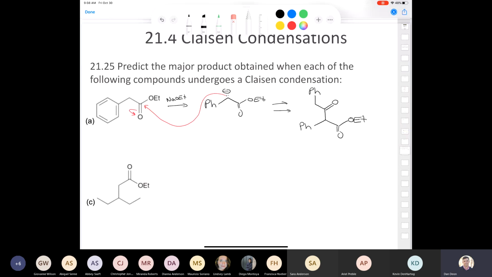Okay, let's try the same thing here. We're going to treat this again with sodium ethoxide. Why? Because we have an ethyl ester, so we want to treat it with sodium ethoxide like that. So that means we're going to end up with this ester in the reaction flask, and we're going to end up with the enolate. So let's draw the enolate that would be formed, and here's the enolate.